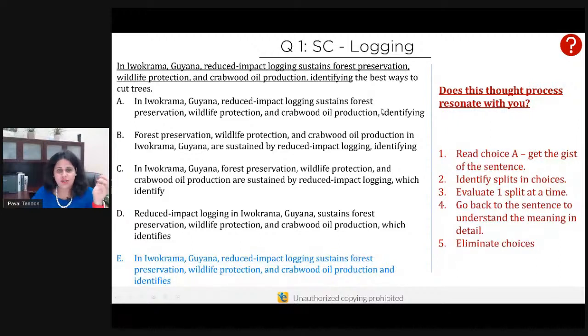Now, tell me one thing. How did you approach this question? And answer this question as yes or no if the thought process that I have listed out over here makes sense to you. That is, you first read the choices and you got the gist of the sentence. Then you identified the splits in the choices. Then you evaluated one split at a time. And then you went back to the sentence if you needed to in order to understand the meaning in detail. And then you eliminated choices. So how many of you associated with this kind of thought process? Does this thought process resonate with you for question number 1?